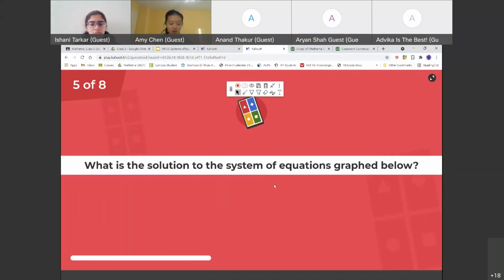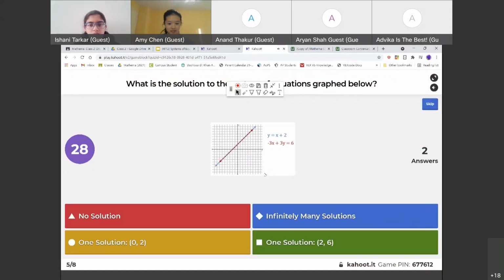Okay, what is the solution to this system of equations? I assumed it would be blue, and I hit green somehow.